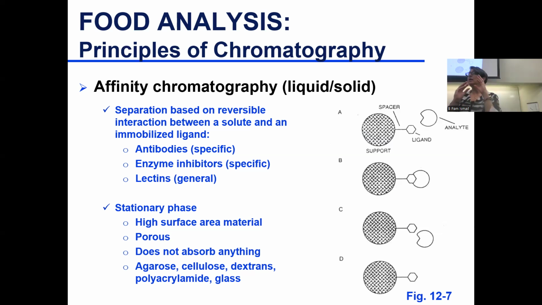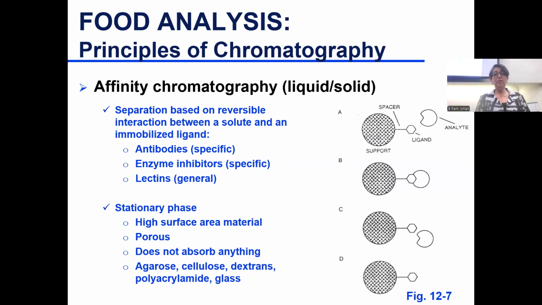These are very specific interactions. Enzyme inhibitors are sometimes used when you're isolating and purifying enzymes. For example, you can find lipases, lipoxygenases, and proteases on the market. A lot of these enzymes that we buy have been purified by affinity chromatography. Lectins are general ligand type molecules that are used to separate glycoproteins, a general class of glycoproteins.